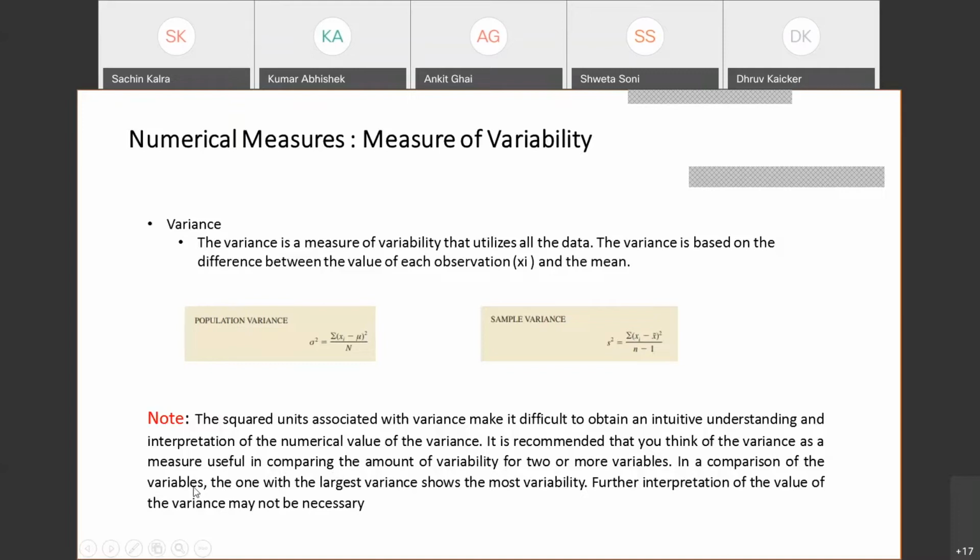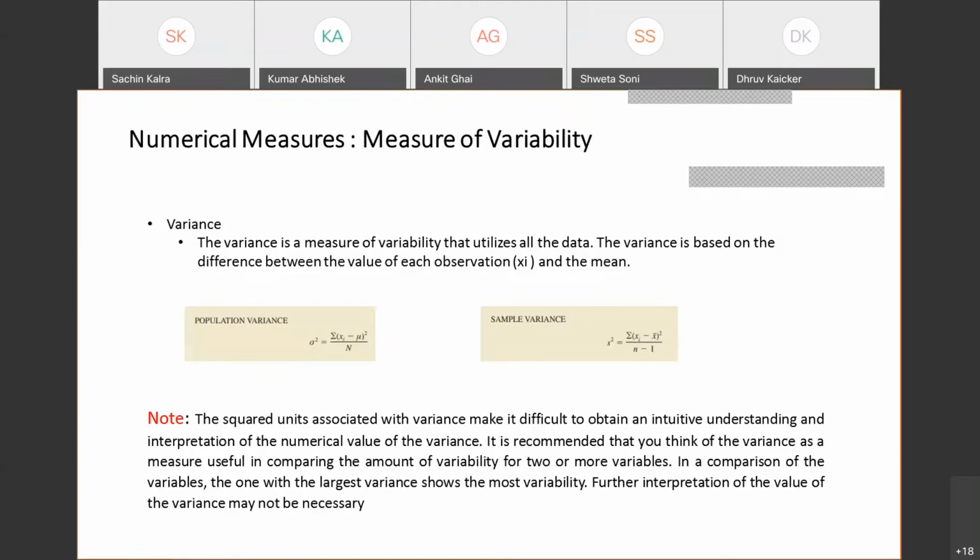In a comparison of variables, the one with the largest variance shows the most variability. So suppose you have a mutual fund that you have invested in, and volatility, which is again a kind of variance. Suppose one mutual fund has a volatility of 10% and another mutual fund has a volatility of 4%. Then whatever facts and figures you are checking for the mutual fund which has the lower volatility will fall accurate and will fall in your interest, apart from another mutual fund which has more volatility, right?